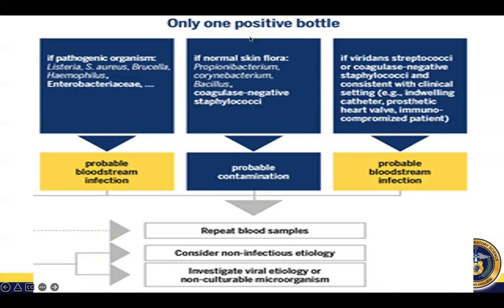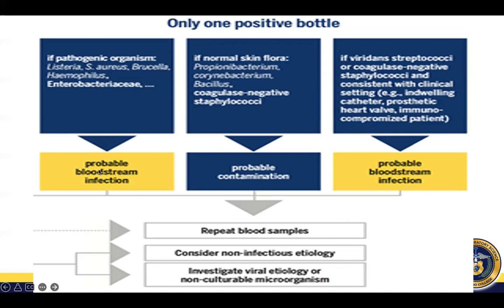However, if your bottle comes up positive only for Propionibacterium, Corynebacterium, Bacillus, or coagulase negative staphylococci, remember this is the update, it could be a probable contamination. So you can repeat the collection and the procedure, or you can consider non-infectious etiology or viral etiology. Or there could be a bacteria that cannot be cultured present in your specimen. So these are the things that you need to do.